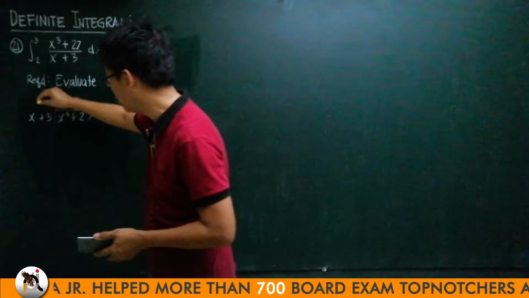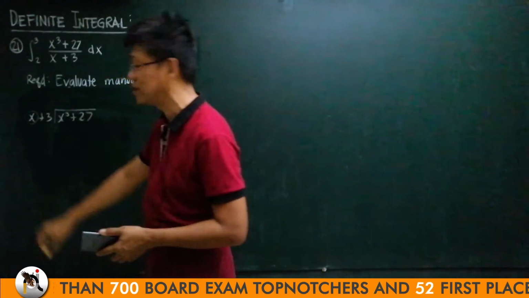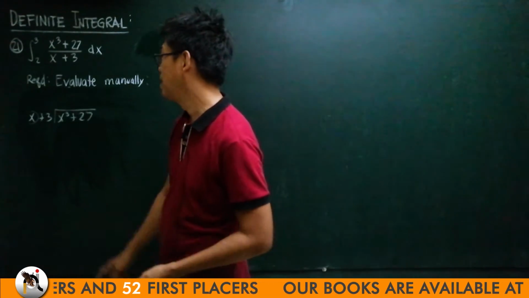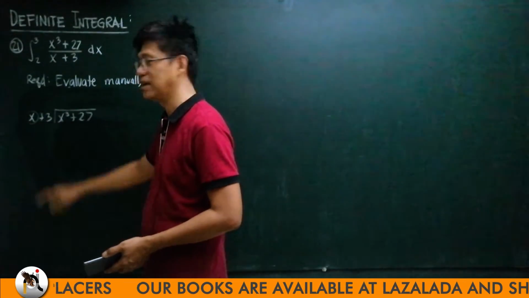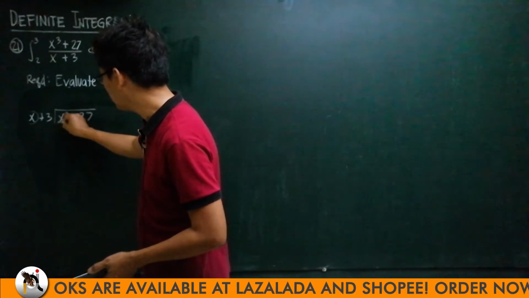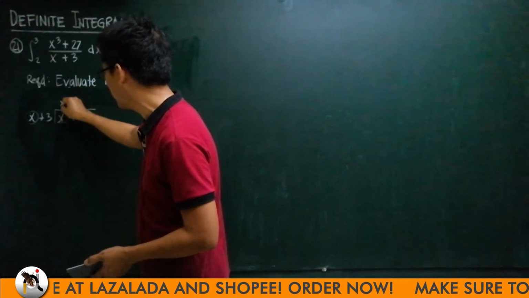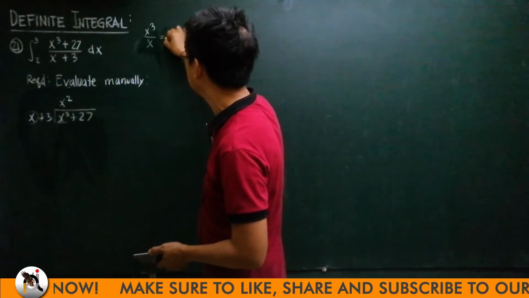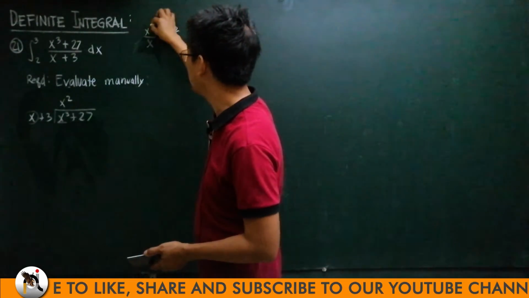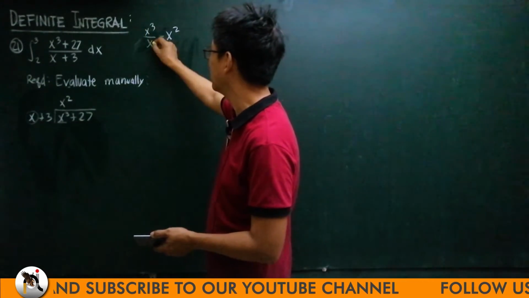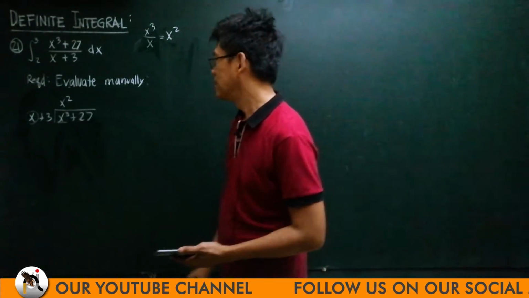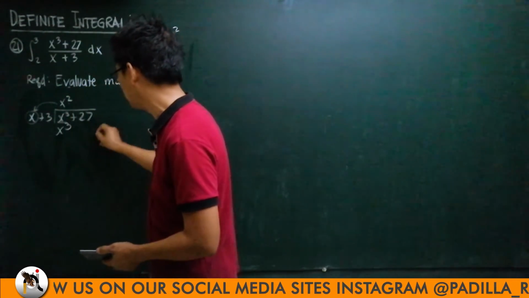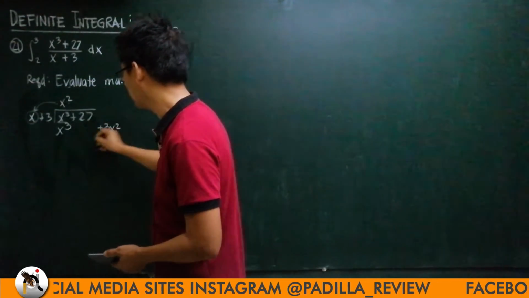Remember, in division of polynomials, the divisor is just the one containing x or the highest power of x, but the multiplier will be the entire thing. So we start with x cubed. X cubed divided by x is x squared, so 3 minus 1 is 2. You cancel 1 x, and what remains is x squared. So x squared times x is x cubed. X squared times 3 is 3x squared.